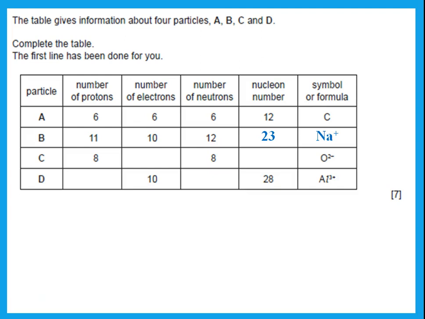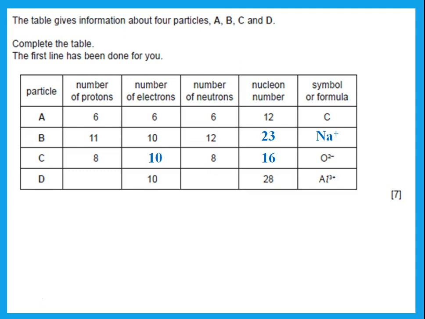C says my number of protons is 8, and he gives me the symbol as O2 minus. What does O2 minus mean? It means that I added 2 extra electrons. So if I have number of protons 8, then my number of electrons is 2 more than that. So that's 10. My number of neutrons is 8, so my nucleon number is what? We said nucleon number is protons plus neutrons. So that is 16.